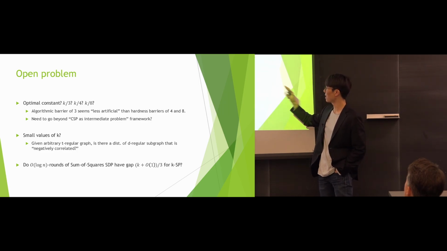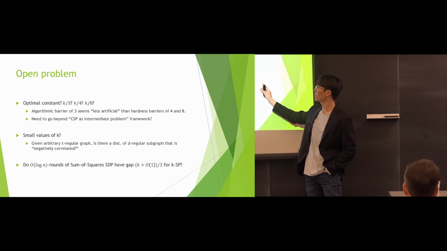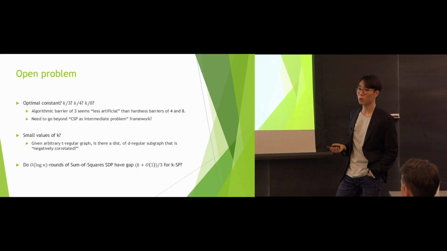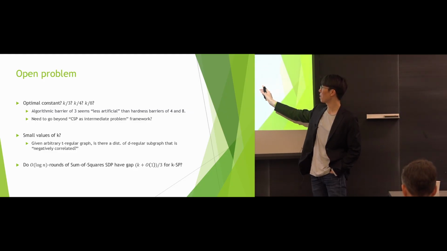I don't know the answer to the question, but one bottleneck is this. At least one question I have is, suppose you're given arbitrary T-regular graphs, and T can be large. Can you subsample a D-regular graph?